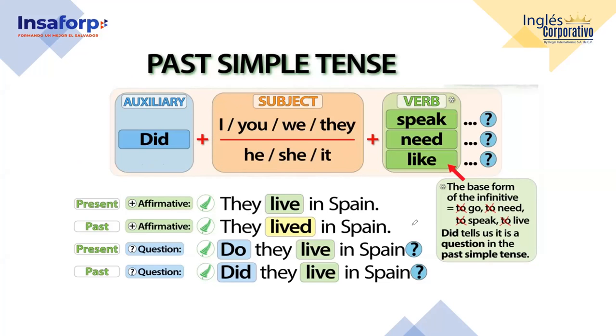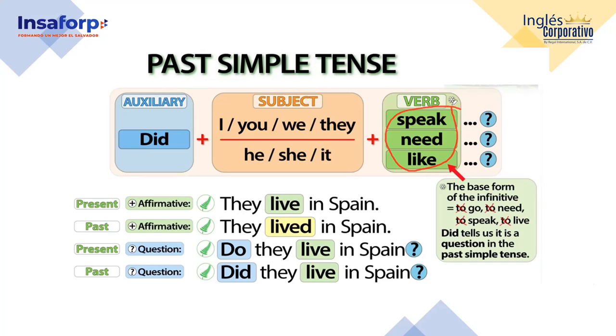We are not going to separate as we do when we say simple present. But in the simple past, we don't need to divide the subjects. All of them are going to use the same auxiliary, did. So I said, did I, did you, did we, did they, did he, did she, did it. And after that, we have the auxiliary, subject, and verb. What verb?